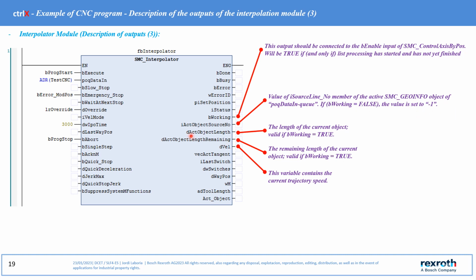The actual object length. The length of the current object is only valid if B working equals true. The actual object length remaining. The remaining length of the current object is only valid if B working equals true. The velocity. This variable contains the current trajectory speed.